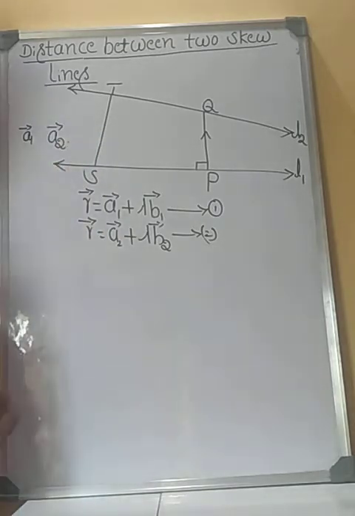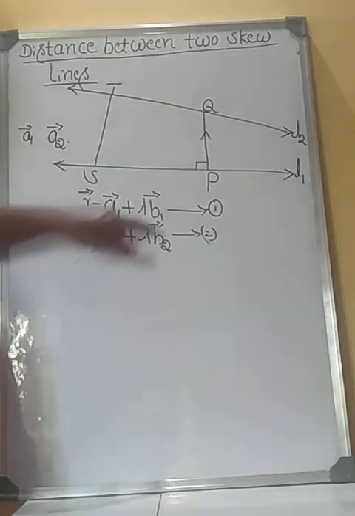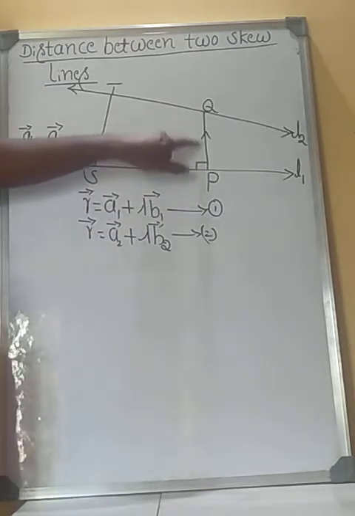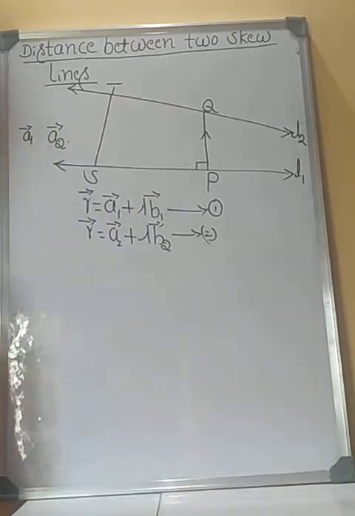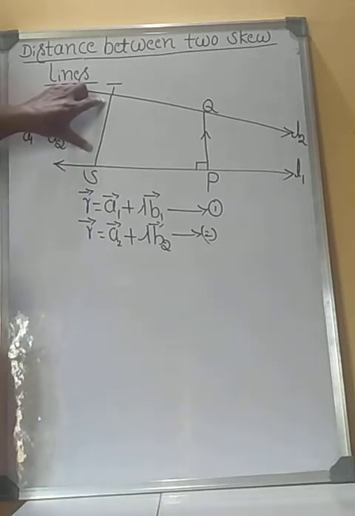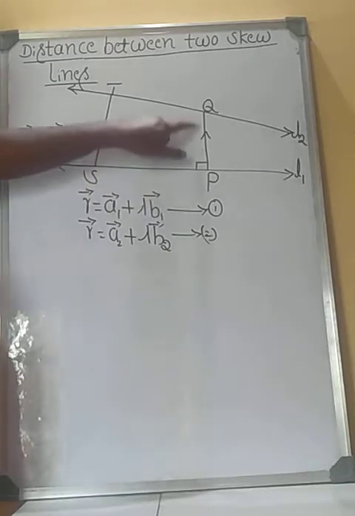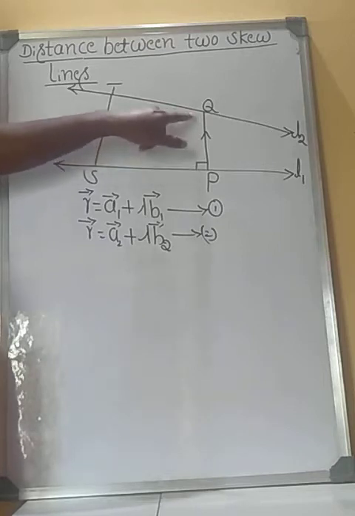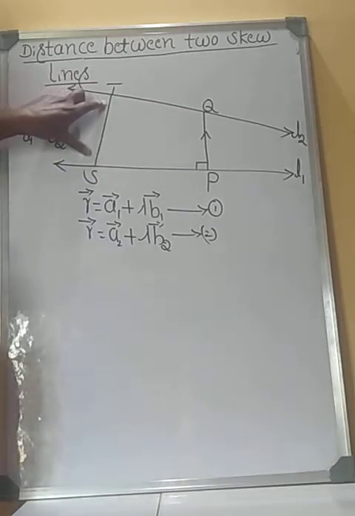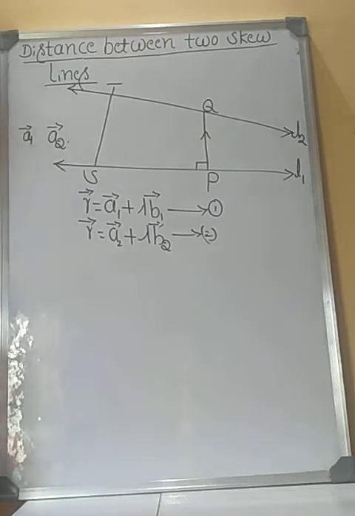Then the magnitude of the shortest distance vector will be equal to the projection of ST along the direction of the line of shortest distance.